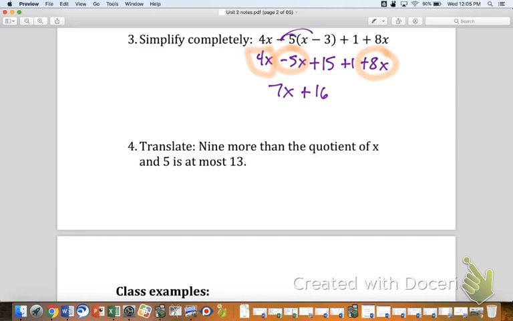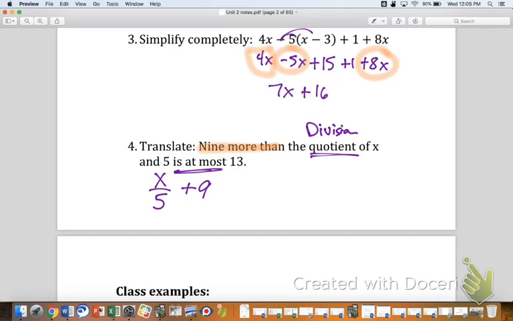So when you see the words 9 more than, what does that mean? Plus 9. Yeah, we're going to add 9 to something. So I'll just put plus 9. What am I going to add 9 to? A quotient. Quotient of x and 5. Quotient is division. I agree. And so x and 5 on division would be x over 5. The order matters there.